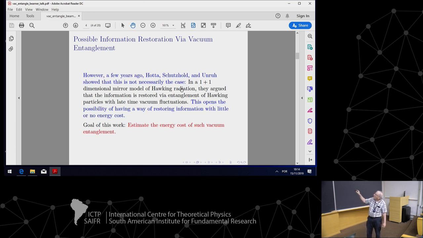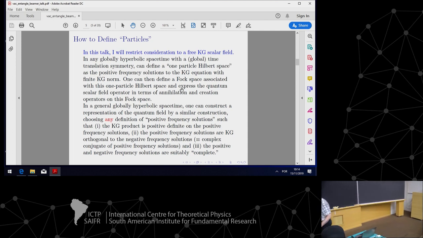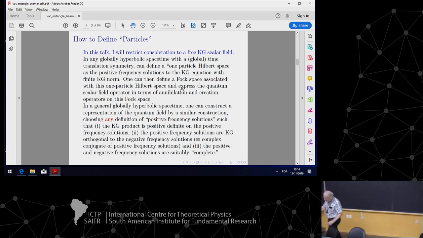So what I'm going to do in this talk is explain this mirror model, explain how the information does come out in this model, and try to understand if there might be a similar way that information might come out in the black hole case without a large energy cost. Okay, so I have to begin by saying a few words about the notion of particles.